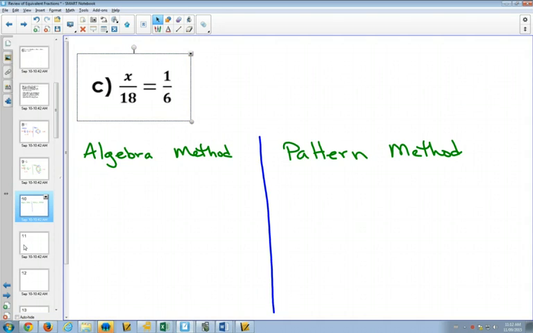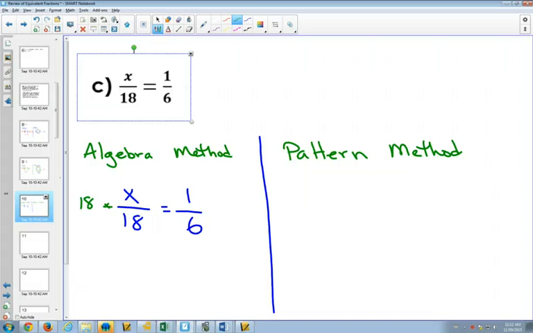So for the algebra method, right now we have x divided by 18 equals 1 over 6. And the opposite of dividing by 18 would be to multiply by 18. So if I multiply one side of the equation by 18, I have to multiply the other side of the equation by 18. Here, multiplying and dividing by 18 at the same time is equal to 1, so it doesn't make any difference. So we end up just getting that x is equal to, and when we type this into our calculator, do the math, we'll get 3.